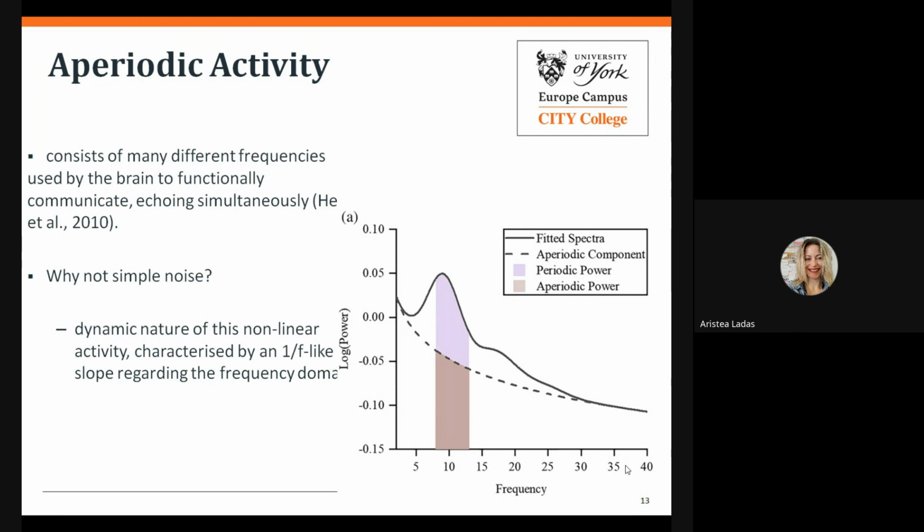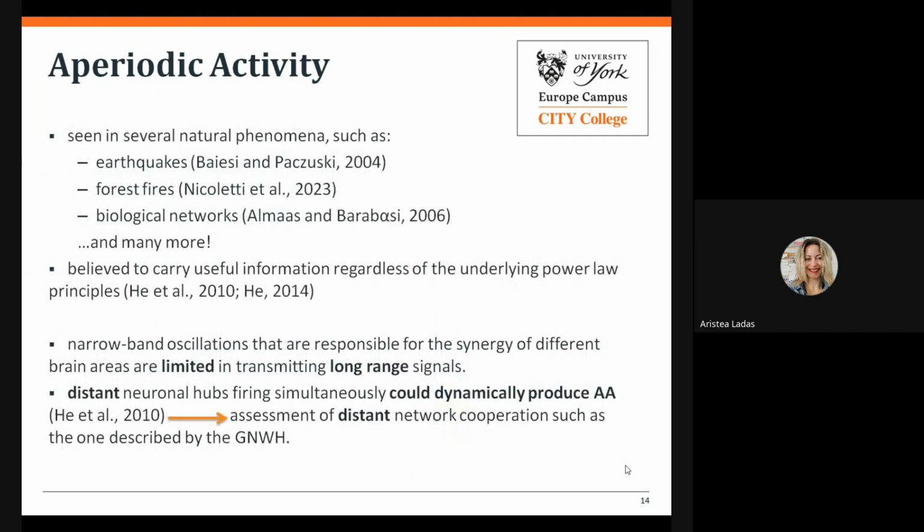And remember that almost everything in nature is actually non-linear. For example, aperiodic activity is observed in several natural phenomena such as earthquakes, forest fires, biological networks, traffic, and many, many more. It is believed to carry useful information regardless of the underlying power law principles. So we know that aperiodic activity transmits very useful information for natural phenomena. Why not for the brain?